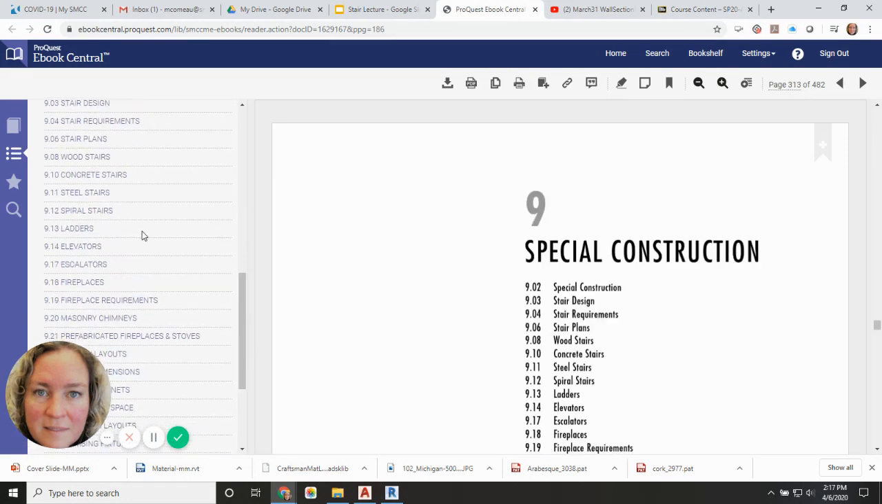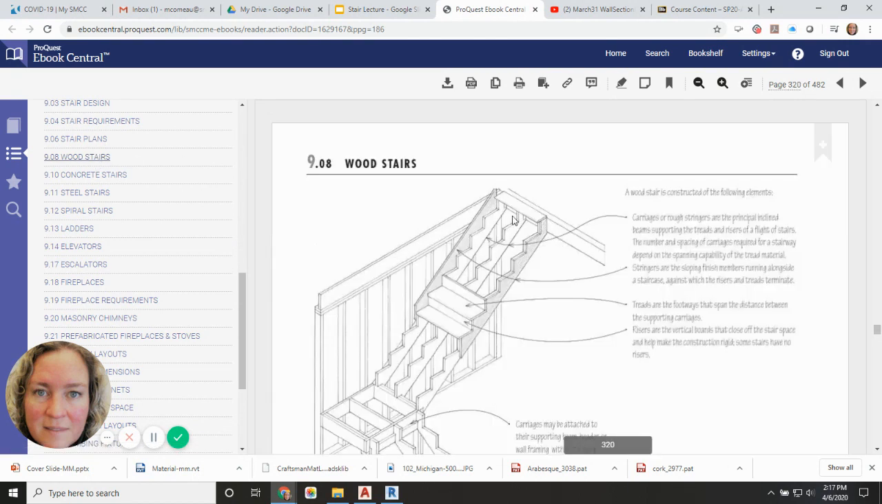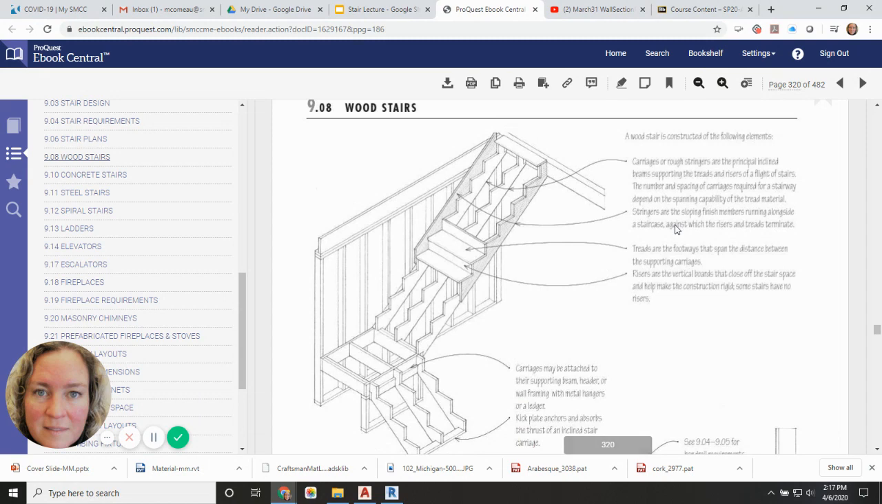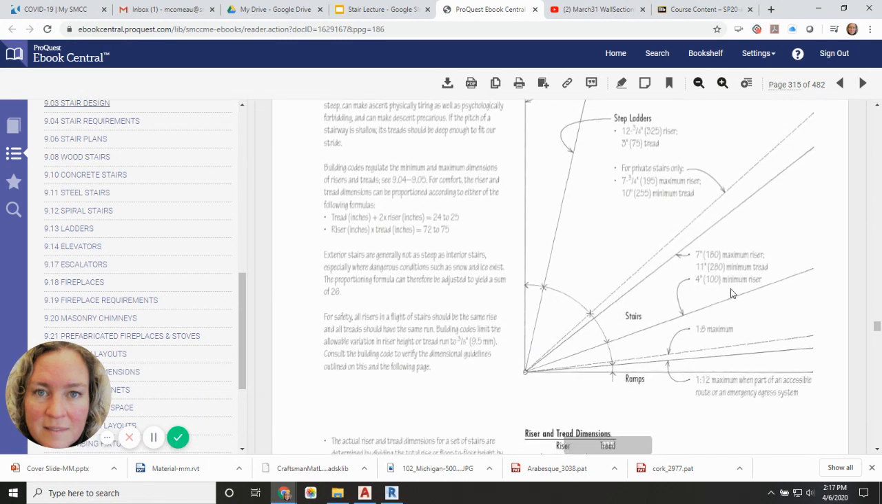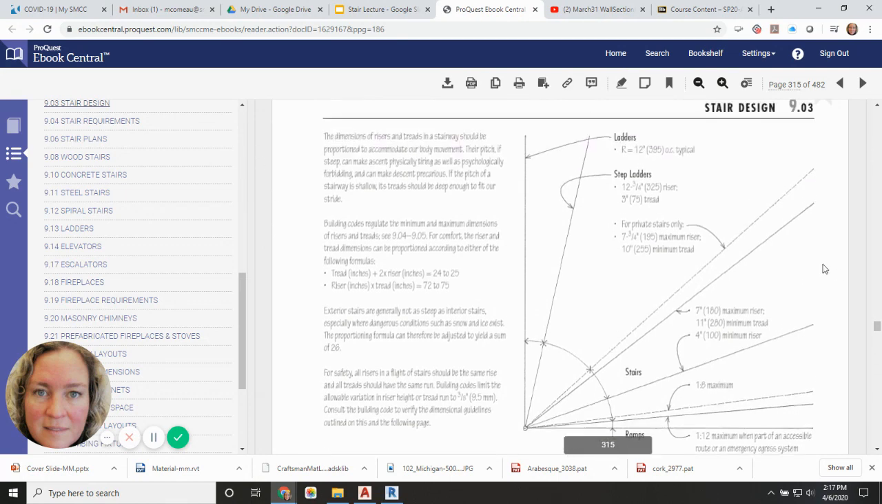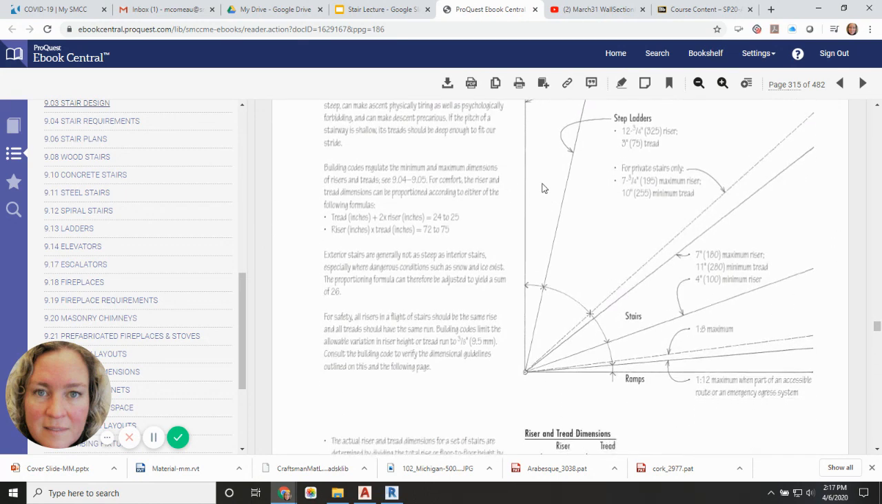And you'll see wood stairs is where I would start. And actually, let's start with stair design. So stair design at the first page, this talks about the pitch, basically, of your stairs as you design them.